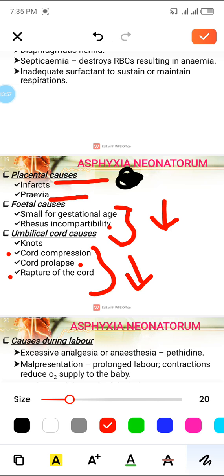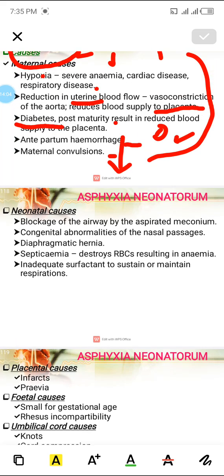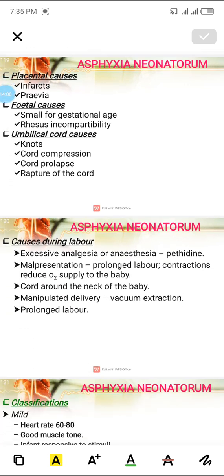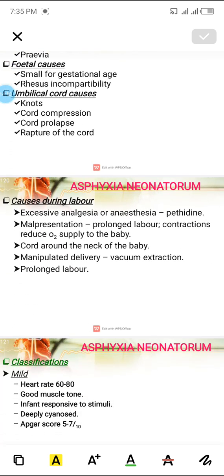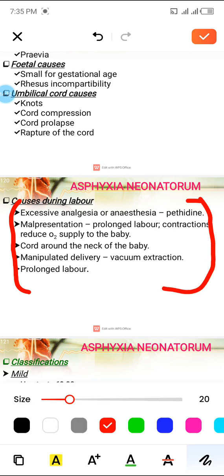But mostly, what they ask you to write would be neonatal causes and maternal causes. But even these, it's just good to know them. Those are the two that you really have to know. So during labor, these are the other causes. They're also, like I've explained, dealing with just a reduction in oxygen. So it's all about a reduction in oxygen to this infant.